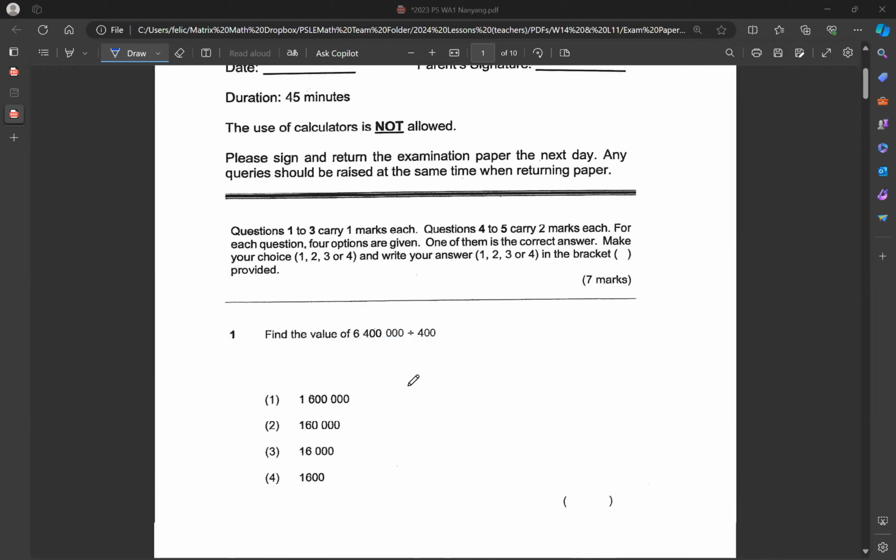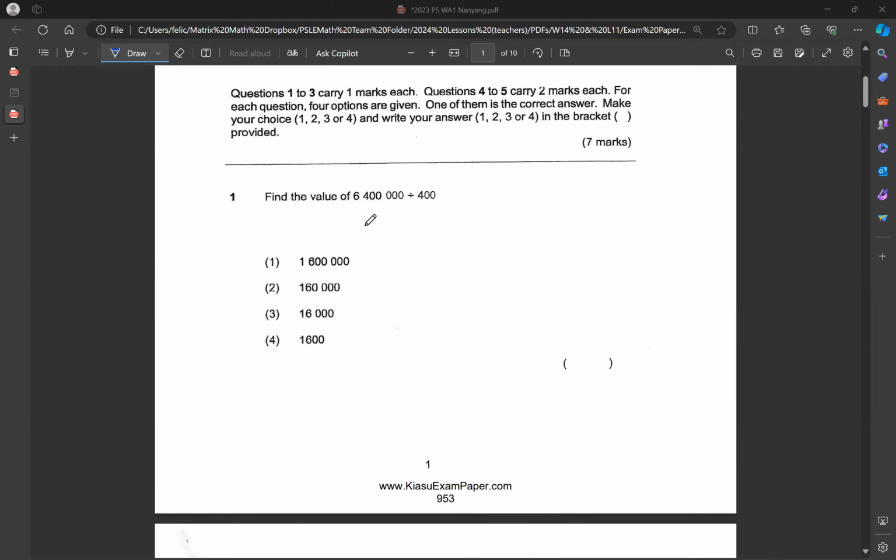All right, so let's look at the first question. Find the value of 6,400,000 divided by 400. Okay, so when you have a division like that which involves numbers with many zeros, the quick way to do this without the calculator is to find a common number of zeros between the two numbers. If you notice, the two numbers have a common set of two zeros here. 400 has two zeros and the 6,400,000 has the two zeros there also. So what we're going to do is just take away these two zeros.